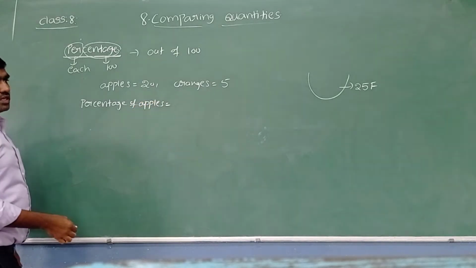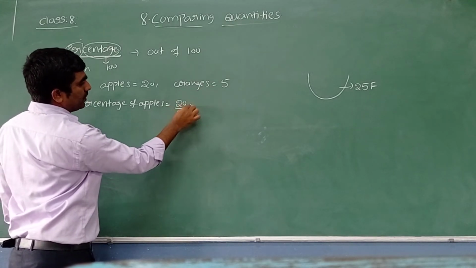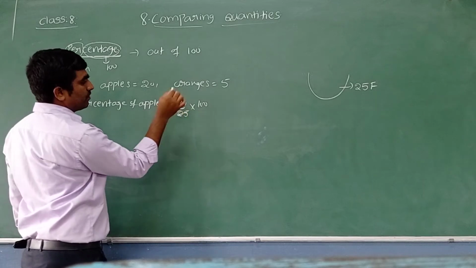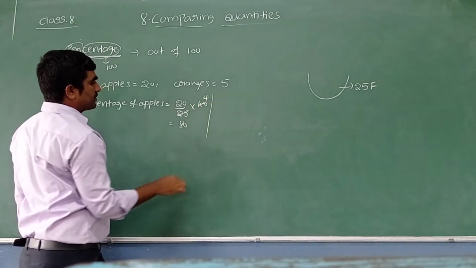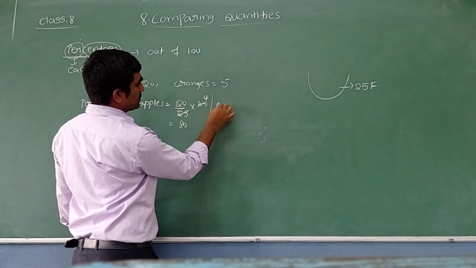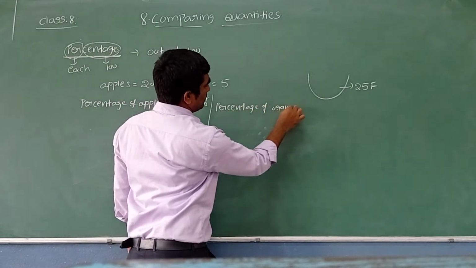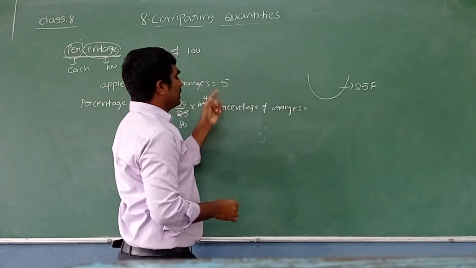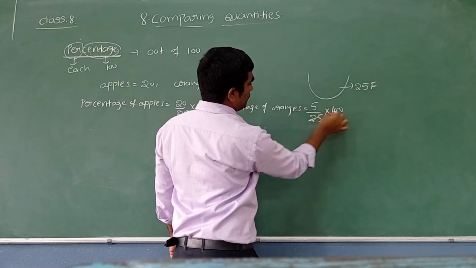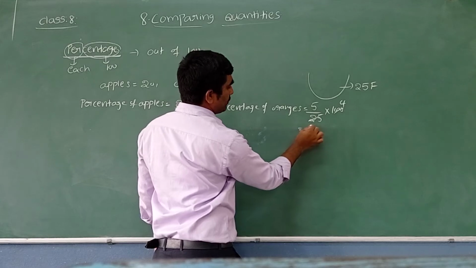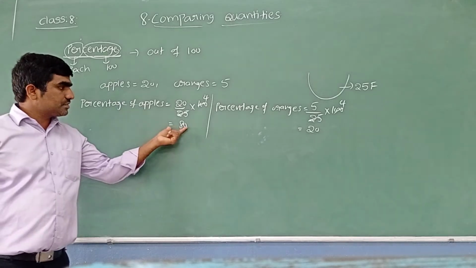So how can we find the percentage of apples? Apples 20 by total 25 into 100. 25 ones are 25, 25 fours are 100, so 4 twenties are 80. Next, let me go to the percentage of oranges. How can I find this percentage of oranges? Number of oranges 5 by total fruits 25 into 100. 25 ones are 25, 25 fours are 100, so we can write 5 fours are 20. So what can we conclude now? Percentage of apples is 80%.